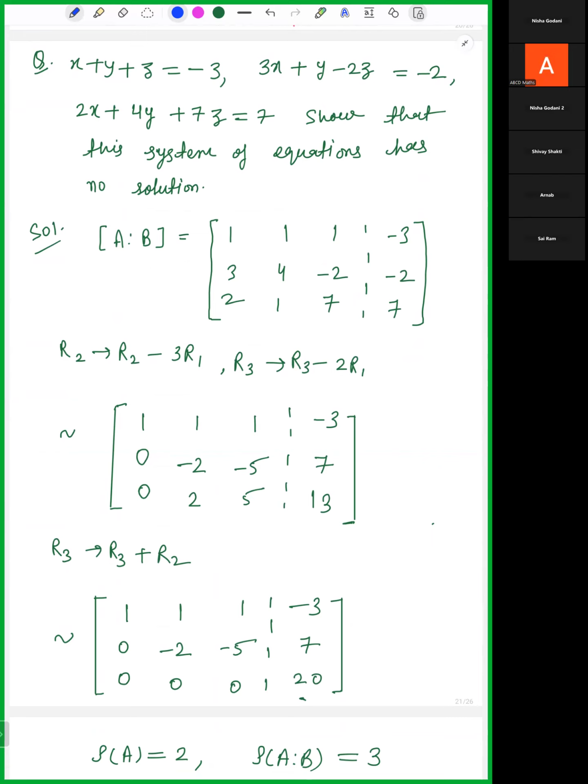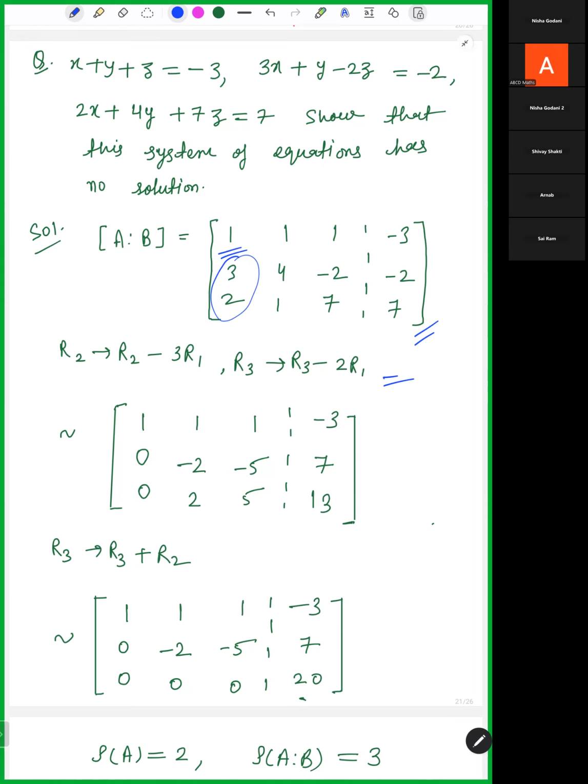Let's discuss one more question on this. So you have three equations in three unknowns. First I have written this augmented matrix. Then we already have one here in the first row, first entry. Then these 3 and 2 are made zeros by applying the operations.